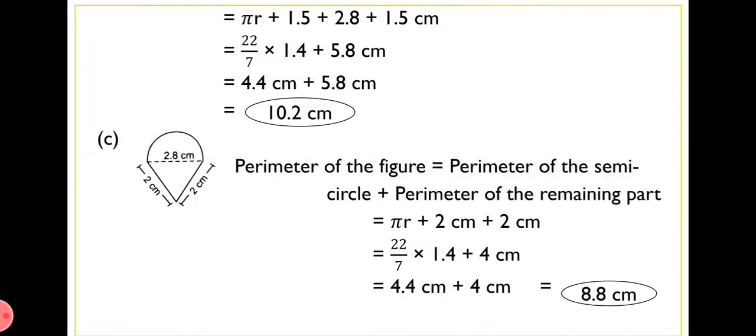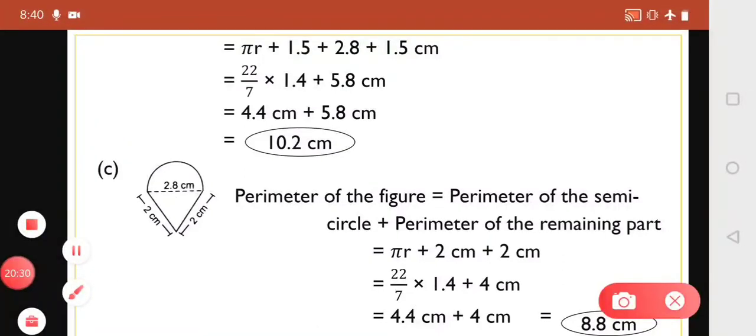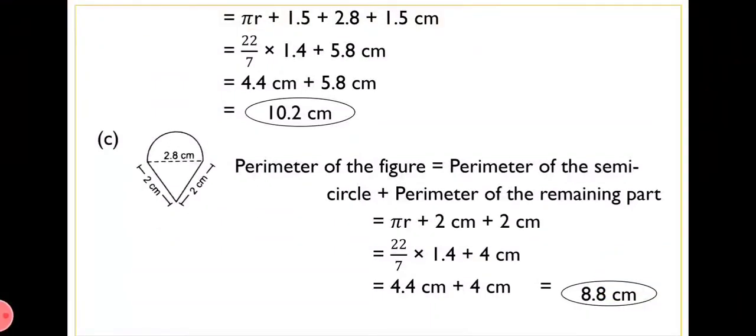It is 8.4 centimeter, it is not 8.8. Dear students, please take care, this is 4 centimeter, so 8.4 centimeter. Now we can see that figure C's perimeter is 8.4 centimeter. So from the three, figure B has the longest, the biggest, the greatest perimeter. Therefore, for figure B is the longest round.